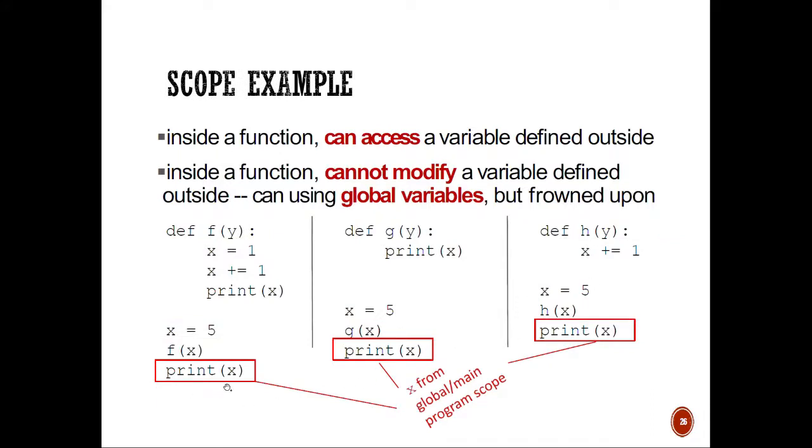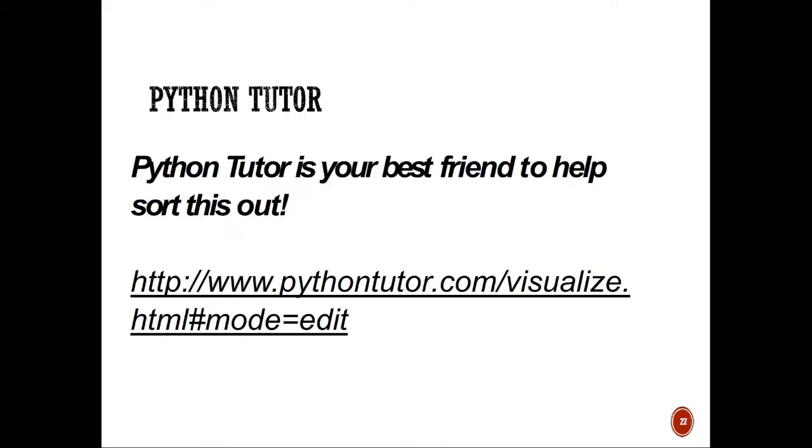So in all of these three statements, we print x from the global or main program scope, not from the function scope. This is a URL that you can use in order to visualize how the variable is changing based on some line of code.